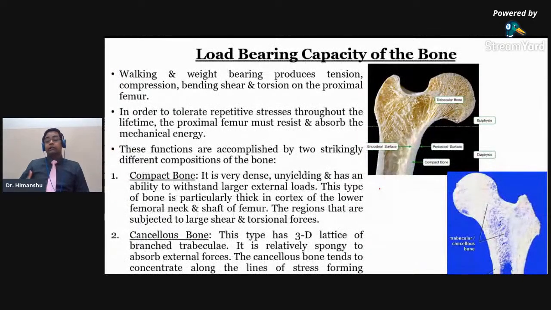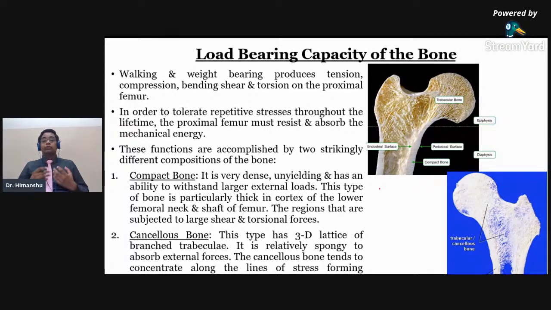Okay, coming on to the load bearing capacities of the bone. Walking and weight bearing produces tension. We have 5 forces that we talk about in biomechanics, or in generalized physics: tension, compression, bending, shear, and torsion. All these forces are also applicable within the body, and so on the hip joint also. For the absorption of that particular force, the bone has evolved such that some areas are more susceptible to bear the tensile load.